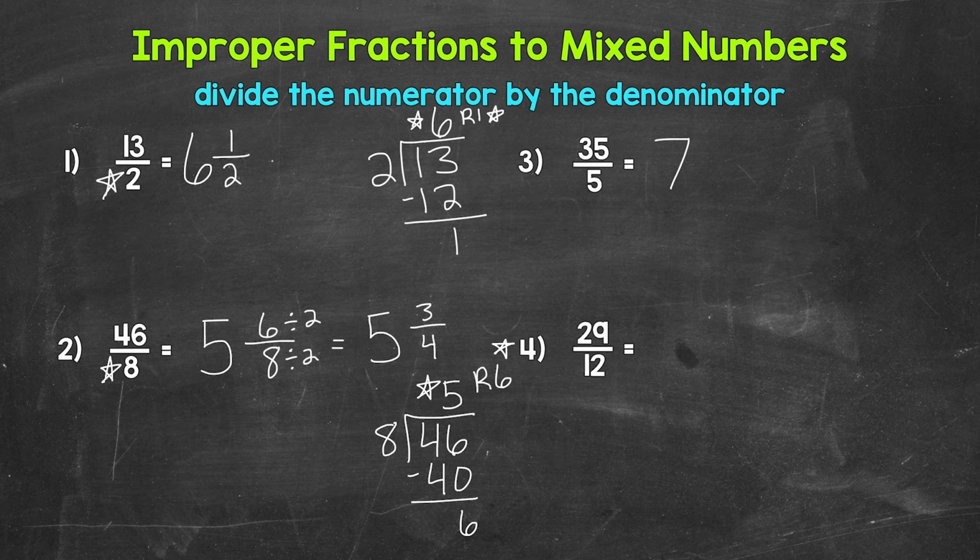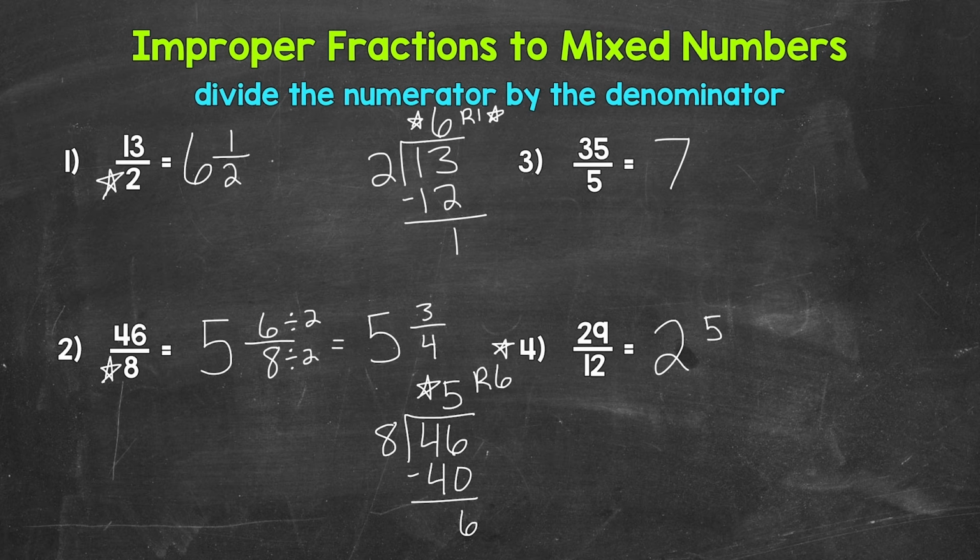29/12. So we need to write this as a mixed number. Let's divide. So 29 divided by 12. How many whole groups of 12 in 29? How many 12s in 29? Well, 2. That gets us to 24. So 2 whole groups of 12. That gets us to 24. So we have a remainder of 5.